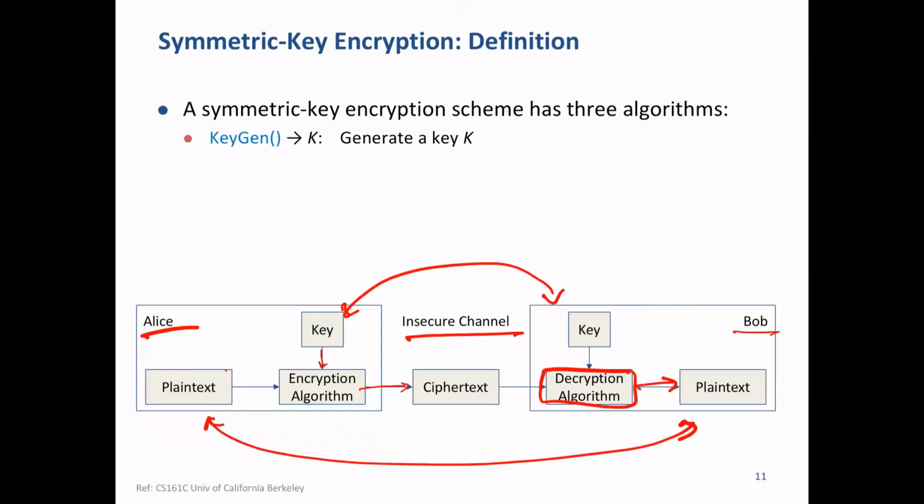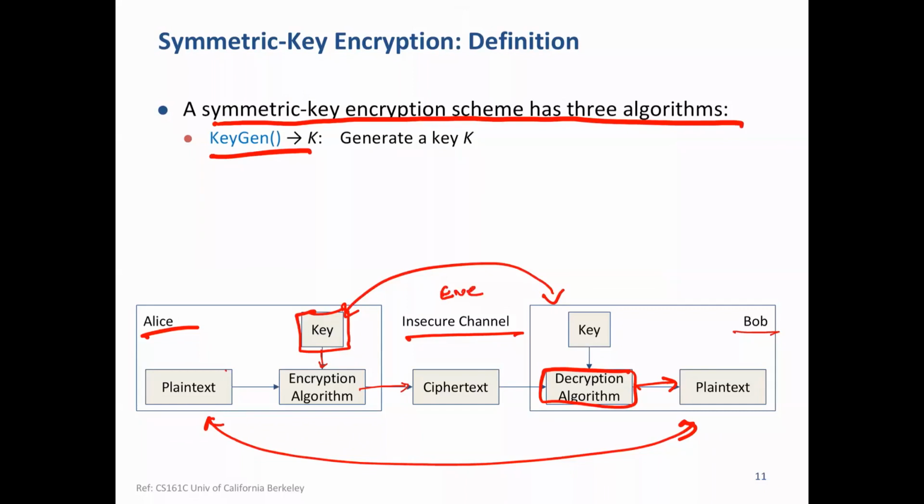Now this symmetric algorithm should have some parts. First is key generation. The key which Alice uses has to be generated, and it has to be random enough such that anybody in between, say Eve, cannot guess it.